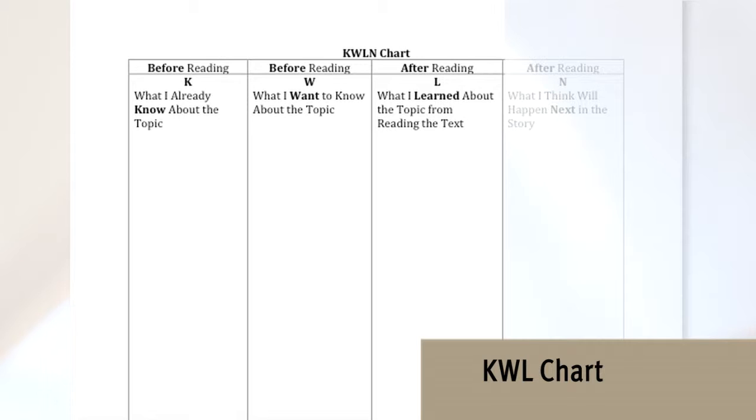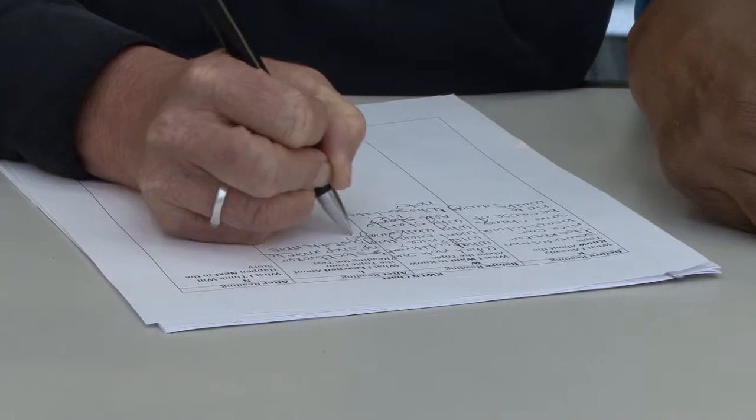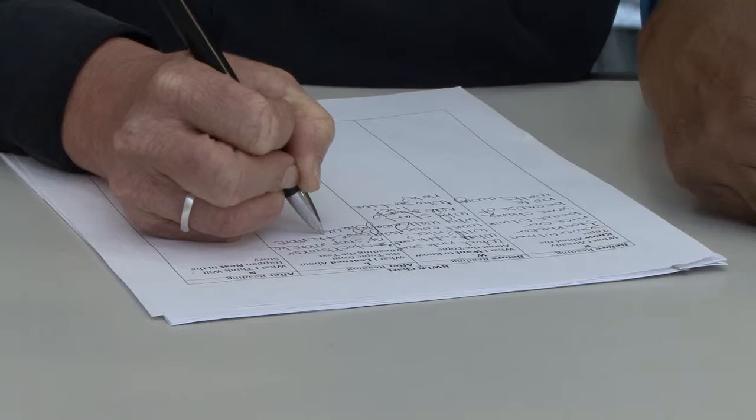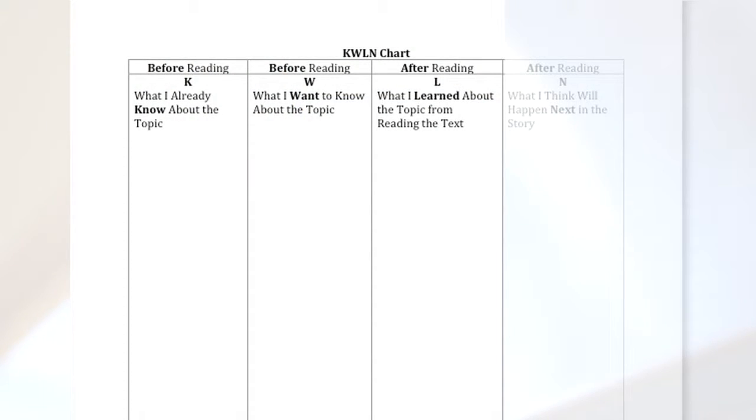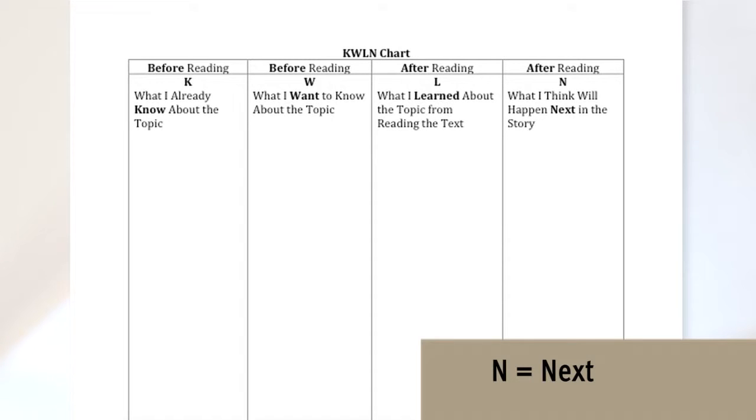Graphic organizers are diagrams or charts that visually represent the relationship of ideas and information. You can enhance the KWL chart by including another recommended comprehension strategy, predicting what will happen in a text, by adding an N to the chart. Students can then include their own ideas about what they think will happen next.